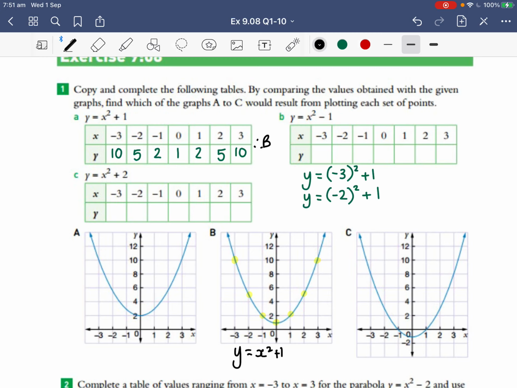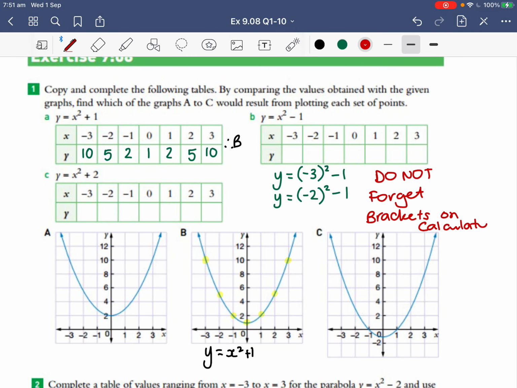Now you'll have a go at doing B and C. For B, you will sub in your values, but instead of plus 1, this time you'll have minus 1. And do not forget your brackets on the calculator.